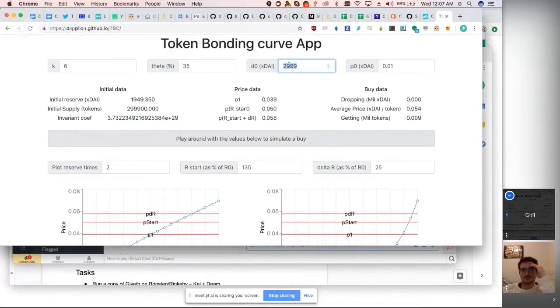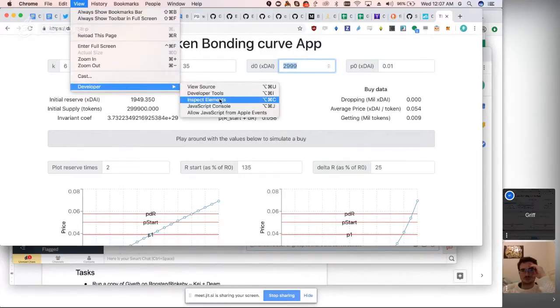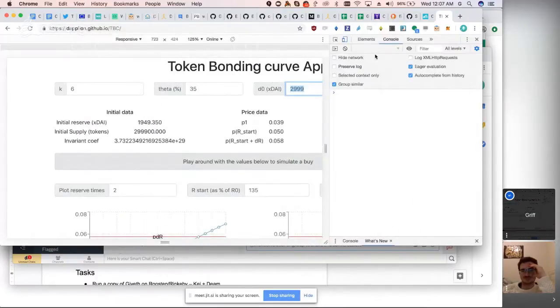So let's bring this back. Oh, look, it's frozen again. Let's see what this says. Yeah, there's nothing in the console log. I'll make the issue after this.